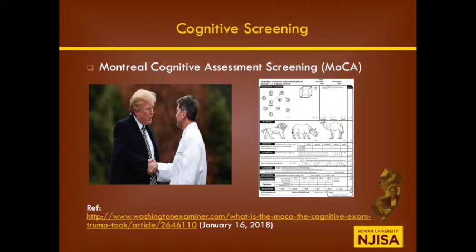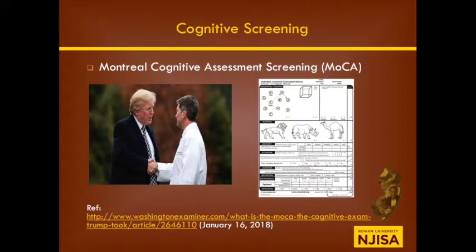In terms of cognitive testing, being January 2018, in case I use this in the future, President Trump just underwent a physical exam, part of which included a cognitive screening, which used something called the Montreal Cognitive Assessment Screening. We call it the MOCA. It's the abbreviation for it. There is an article that I linked in your PowerPoint from the Washington Examiner that I suggest you read. And there's a picture of what the MOCA is.